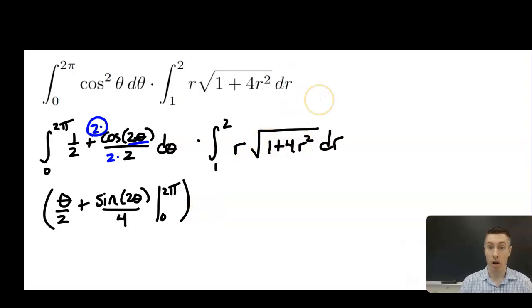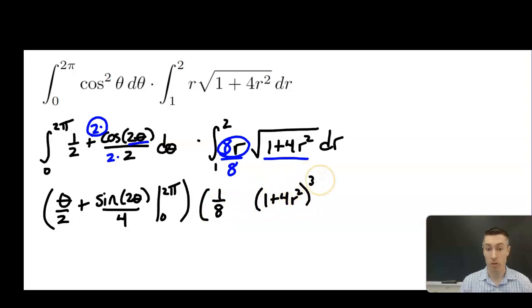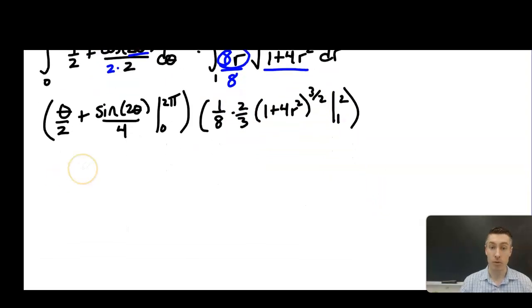And then for r, underline 1 plus 4r squared as our u. Then du would be 8r, so we need a factor of 8 there. So this is going to be 1/8, and then 1 plus 4r squared to the 3/2 times 2/3 from 1 to 2. So now we just have to evaluate. So we get pi, and then 0, and then 0 and 0. So pi times 1/8 times 2/3 is 1/12.